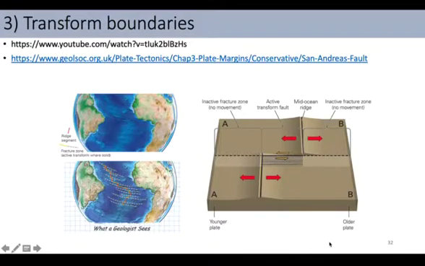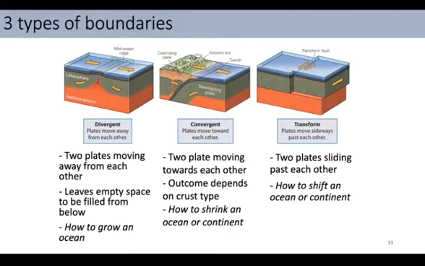So a lot of diagrams will show that the transform boundary is where two plates are moving in opposite directions. That's not the only case. It can be like what I just showed with the San Andreas, where the plates are moving in the same direction, but at different speeds. So they're still sliding against each other along that boundary. So that is our last plate boundary, the transform boundary there. This is going to be the boundary that will shift things on Earth. So it's not creating or destroying, it's just moving things around.